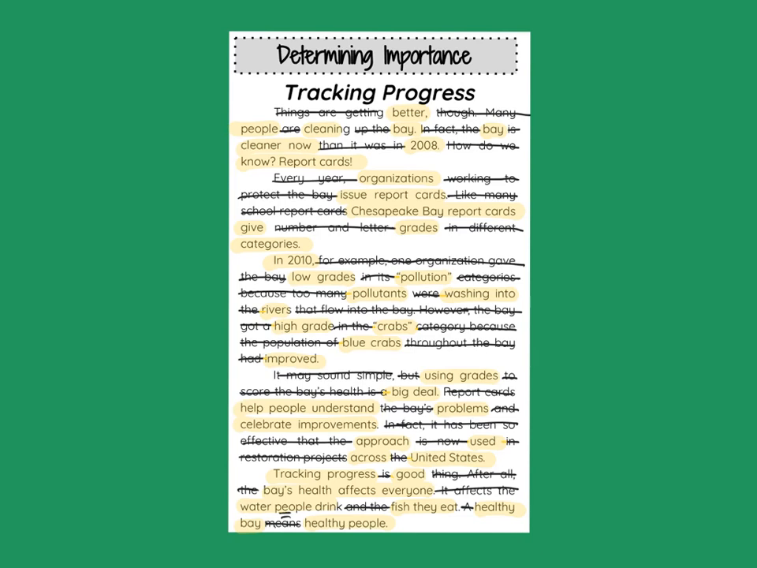So, using what I've determined is important here, I can retell or recount this passage. It's about tracking progress, and so the bay is getting better because people are cleaning it up. It's cleaner now than it was in 2008, and we know this because of report cards. Organizations issue report cards. These Chesapeake Bay report cards give grades in categories. In 2010, low grades were received in pollution because pollutants were washing into rivers. But high grades were given in crabs because the blue crab population had improved.